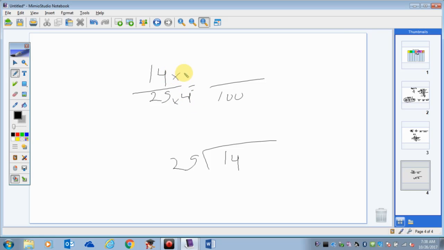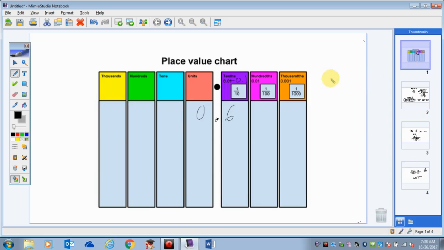And I got to do the same thing to the top. So 25 times 4 is 100. 14 times 4. 4 times 4 is 16. Carry my 1. 4 times 1 is 4, plus 1 is 5, so I have 56. So I have 56 over 100, which is 56 hundredths, which is its decimal.